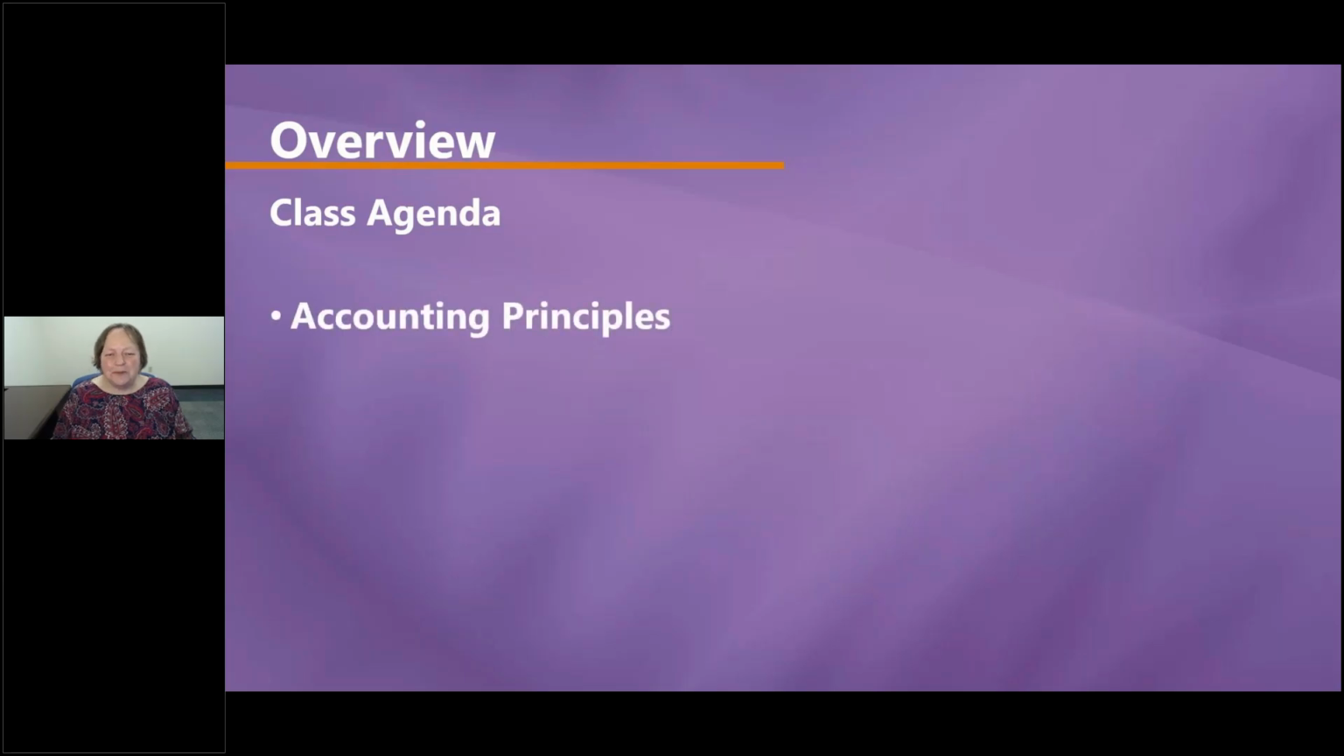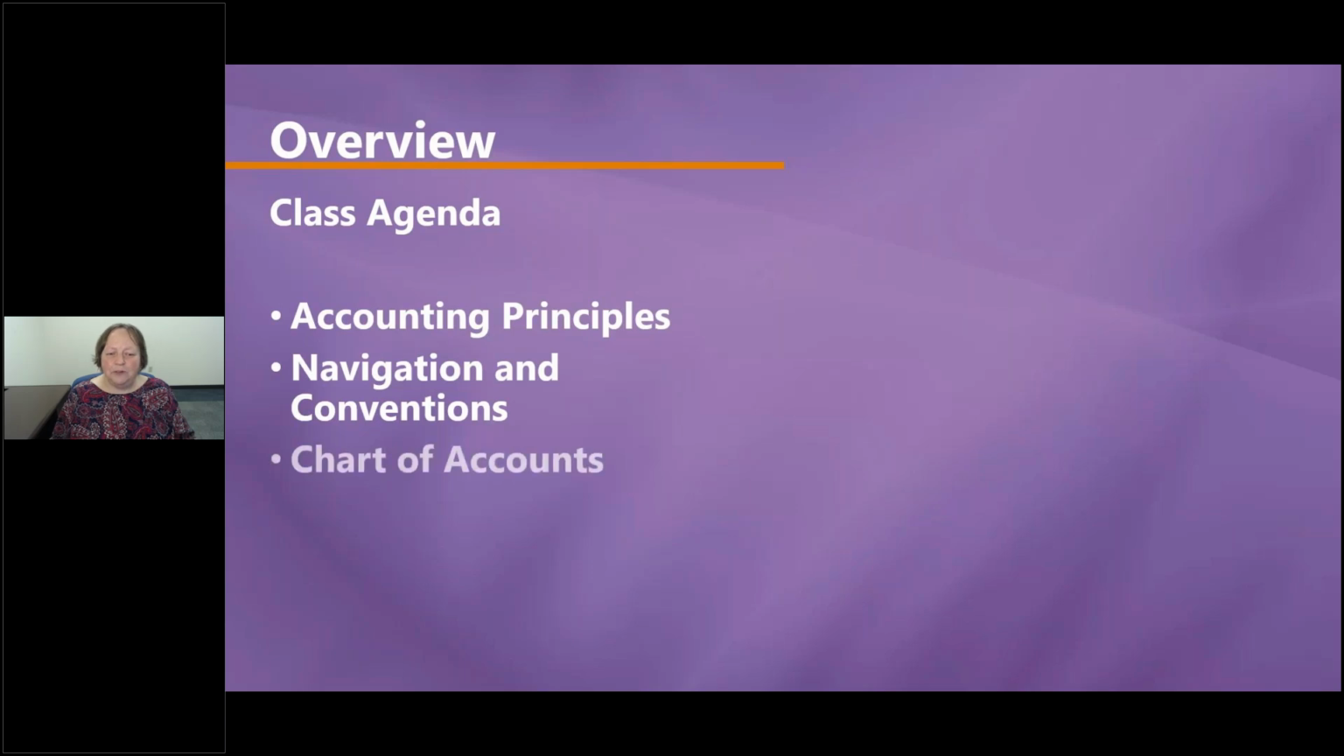So let's talk about what we're going to be doing today. First, we're going to talk about our class agenda. That's this right now. And then we're going to talk a little bit about accounting principles and how they're used in Shepherd staff, or what accounting principles Shepherd staff uses. And then we'll talk about getting around in the finance module of Shepherd staff and some of the conventions that are used there.